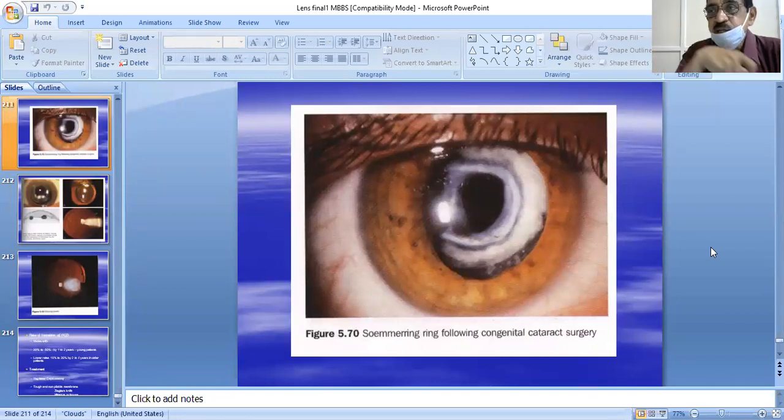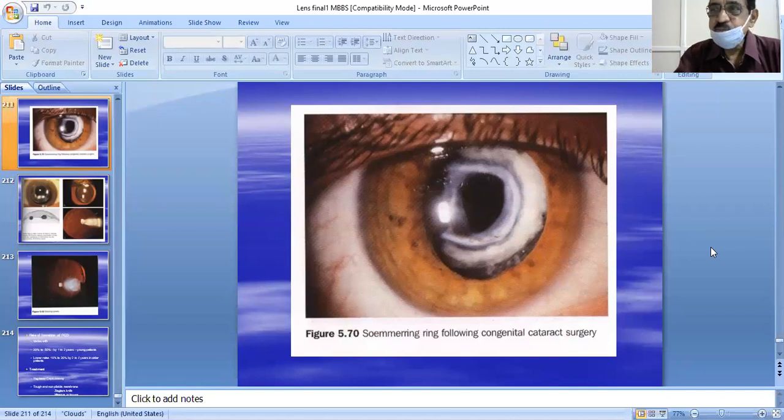And then we put in the IOL, the lower haptic first, into the 6 o'clock position, and later on we dial the upper haptic into the bag. So in the bag is the best mode of intraocular lens implantation.